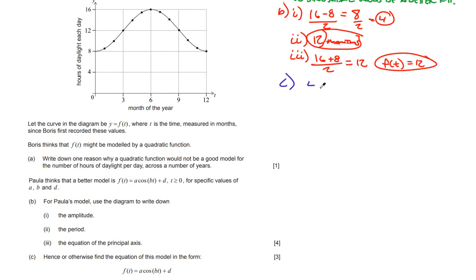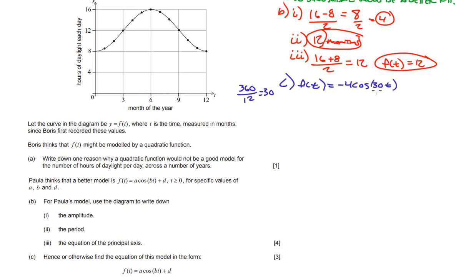So I'm going to back up here a little bit to give ourselves some room. So we got f of t equals, and we got negative 4. And we got cosine. B is going to be related to the period, right? How long it takes to repeat. So it's 12 months. So really on that part there, we're going to have to do 360 divided by 12, which gives us 30. So we're going to put 30 in here.